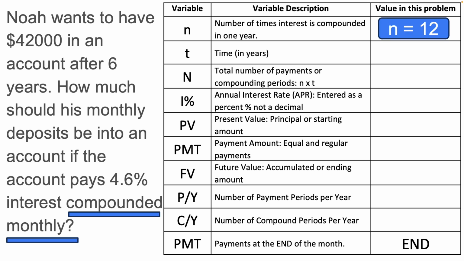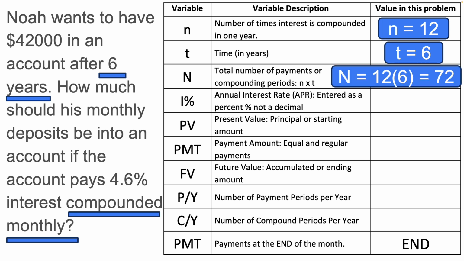Now let's find t, the amount of time the money is going to be in this account. It says Noah wants to have $42,000 in an account after 6 years. So the money will be invested in this account for 6 years, which implies t is 6. Now we can calculate capital N, which is the total number of payments or compounding periods. This is when we take lowercase n and multiply it by t. N is going to be 12 times 6, which is 72.